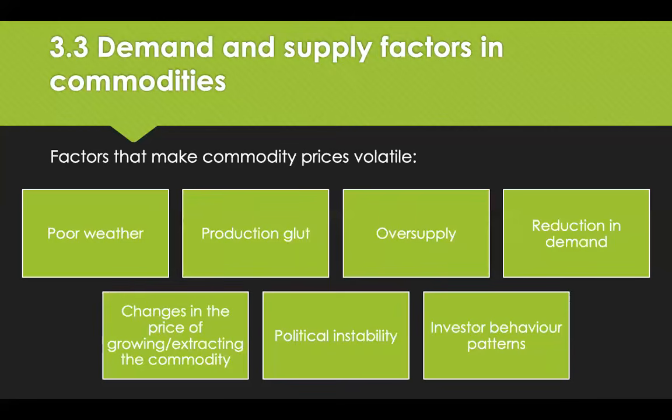market. The future prices of commodities can be higher or lower than the spot price. And where the future price is lower than the spot price, this is termed backwardation. Where the future price is higher than the spot price, this is termed contango.